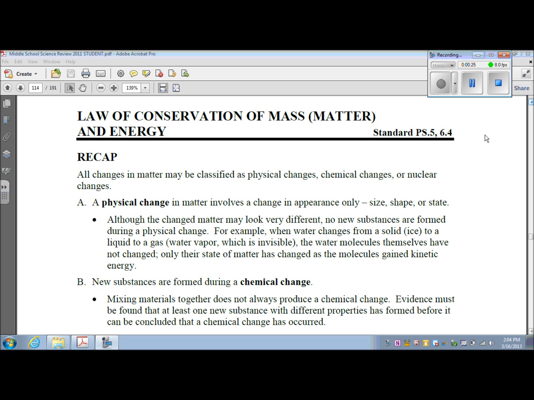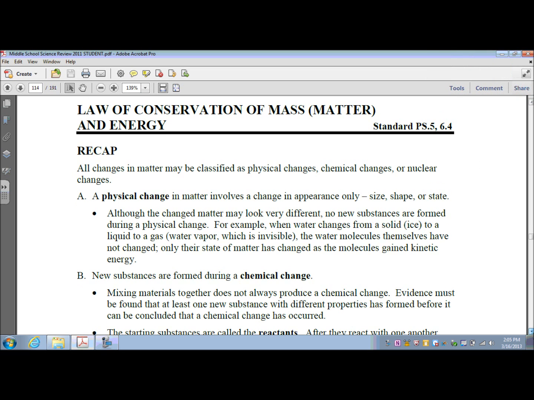Although the changed matter may look very different, no new substances are formed during a physical change. For example, when water changes from solid, such as ice, to a liquid or gas, which is water vapor, which is invisible, the water molecules themselves have not changed. Only their state of matter has changed, as the molecules gained kinetic energy.